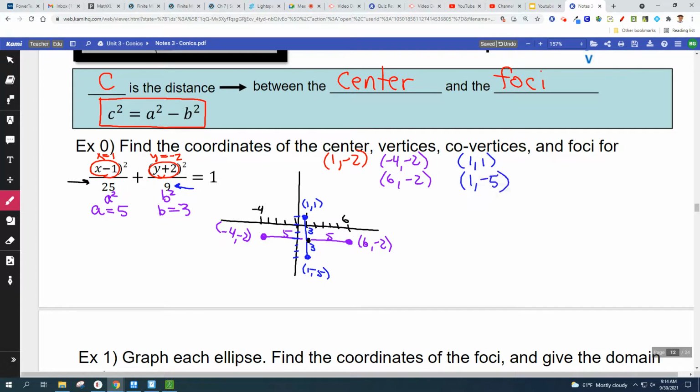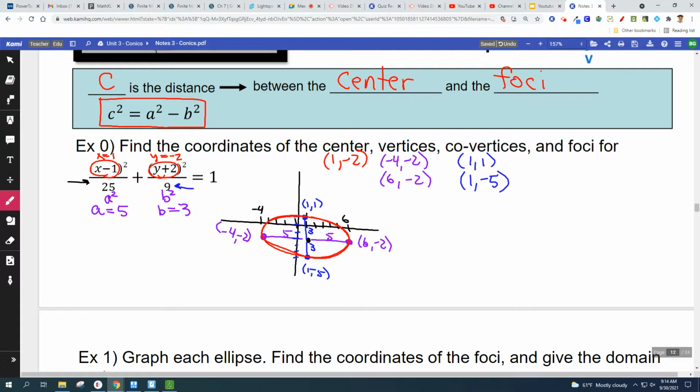Notice my vertices are changing the x number because it's stretched in the x direction. My co-vertices are changing the y number because that's the y direction. But the result, by finding those dots, is my ellipse. All right, that's not awesome, but that's the ellipse. It's stretched in the x direction.